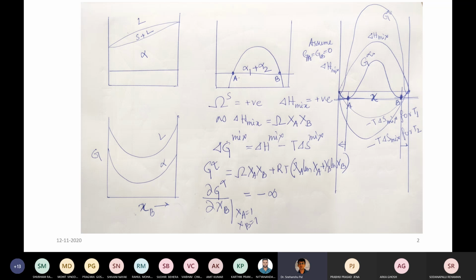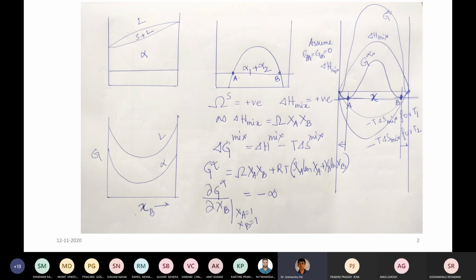And if you go from the pure A line and the point A, then the alpha phase is stable. And if you go to point B and the pure B region, there also the alpha phase is stable. But in between, from A to B, there are two phases. One is the A rich phase, one is the B rich phase.